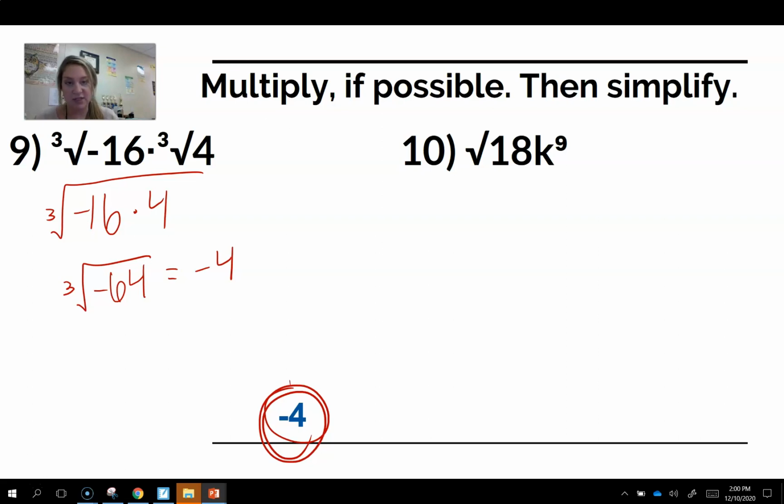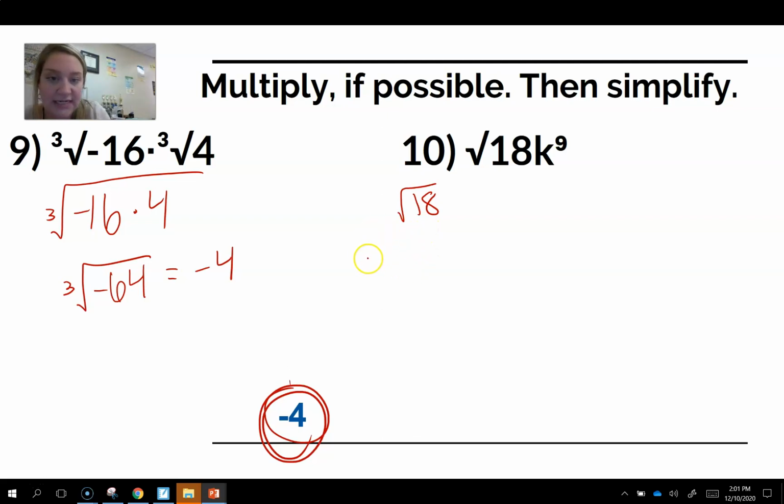Okay, number 10, we have the square root of 18, k to the 9th. All right, I'm going to split them up. So let's deal with the square root of 18 first. Okay, square root of 18 is the square root. If you're not sure, type it out. I know it's not, but I'm going to prove it to you. The square root of 18 is a decimal. Okay, we don't keep answers in decimal form, we keep them in radical form. So, since that's not going to work, let's break it apart.